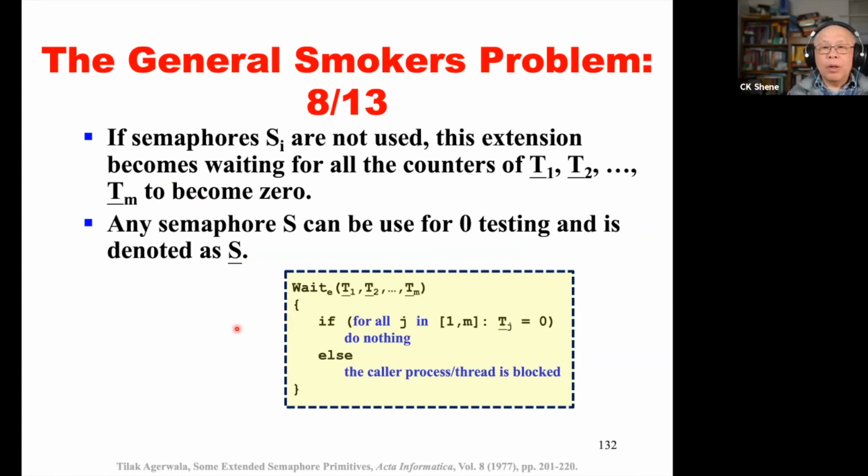Now, if the S set semaphores are not used, this extension becomes waiting for all the counters in the T set to become 0. This is the form. So when a process calls wait E with the T set, if every counter of the semaphores in the T set is 0, it returns. Because there's no S set, no semaphore counter is decremented. And if one of the T set semaphores is non-zero, the caller is blocked. It's very simple.